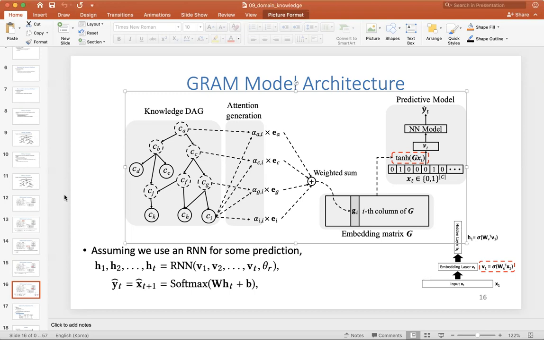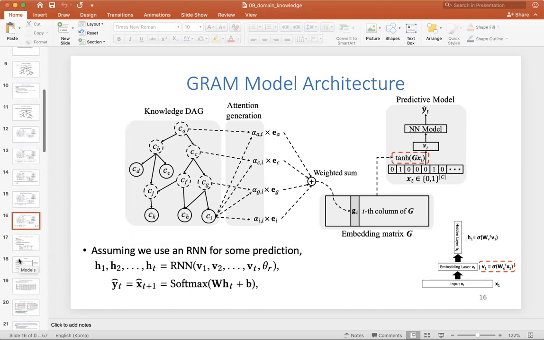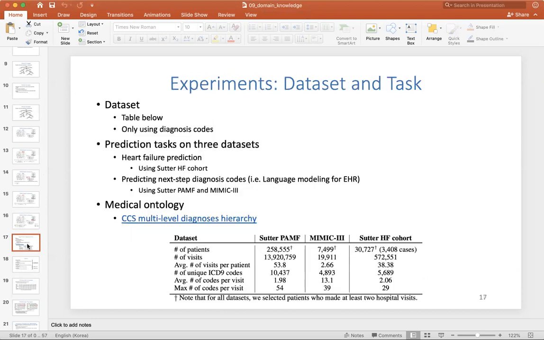Actually, we can see that happen when you analyze the attention behavior, which is pretty interesting. All right, so moving on to the experiments.